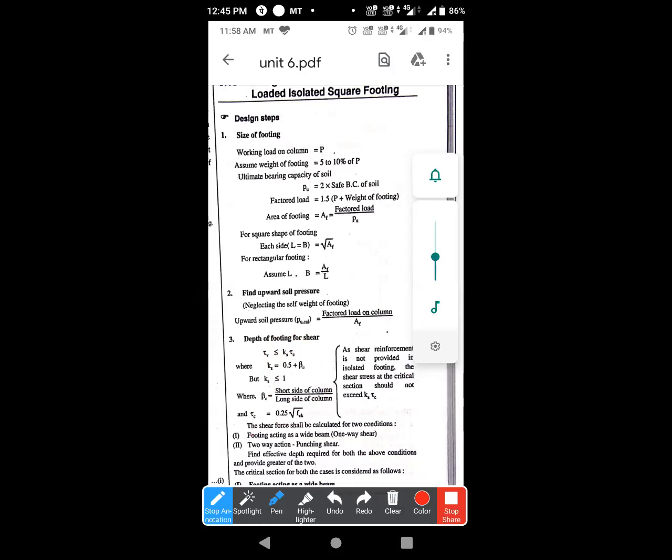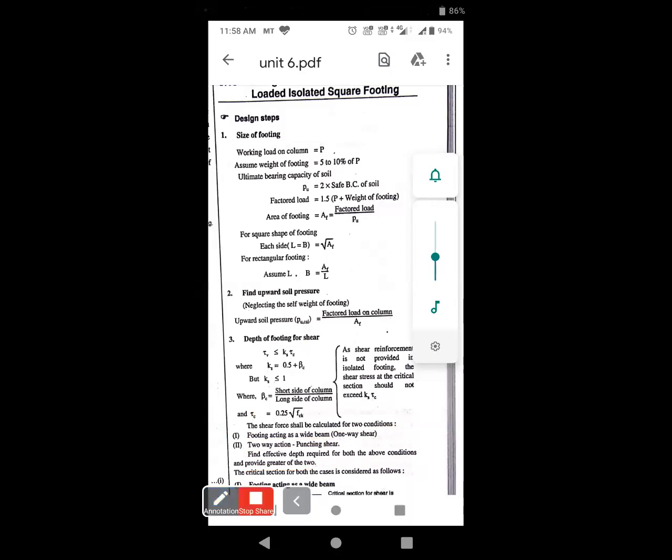Now the shear force shall be calculated for two conditions when you have to check for the shear: footing acting as a wide beam, one way shear, and two way action, punching shear. Find the effective depth required for both the above conditions and provide the greater of the two. Whatever value is greater, you have to provide that.